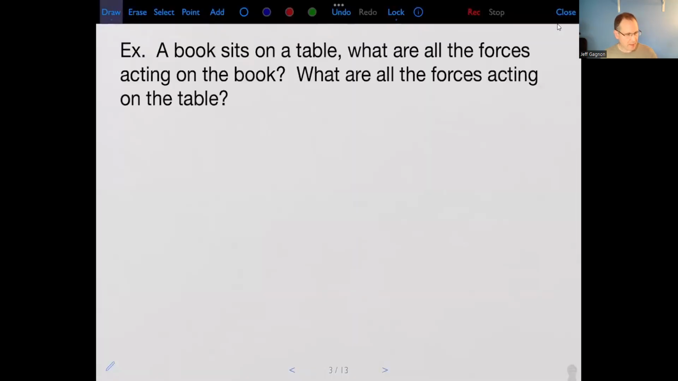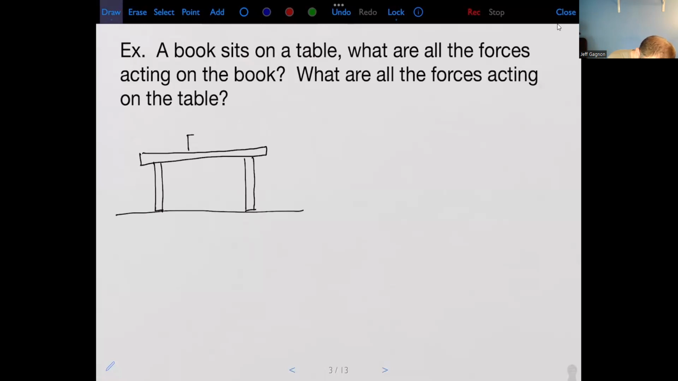Okay, let's look at a simple example and see if we can indicate all the forces acting on different objects in this example. You're told a book sits on a table. Let me draw this out here. I have a table sitting on the floor, and then I have a book sitting on the table. The first question is, what are all the forces acting on the book?